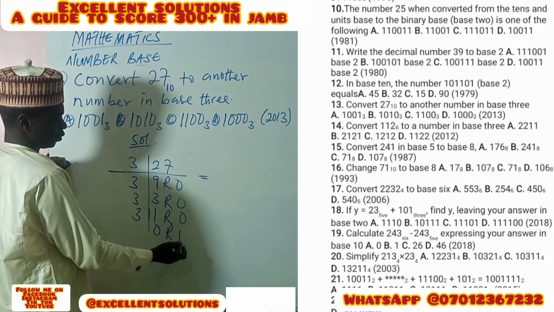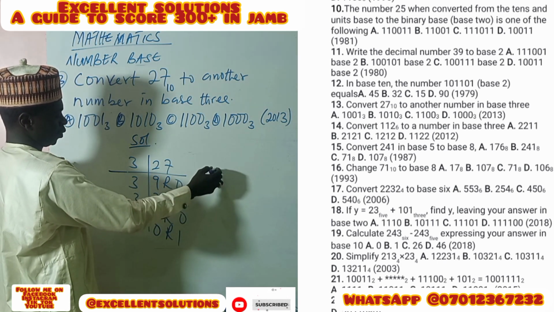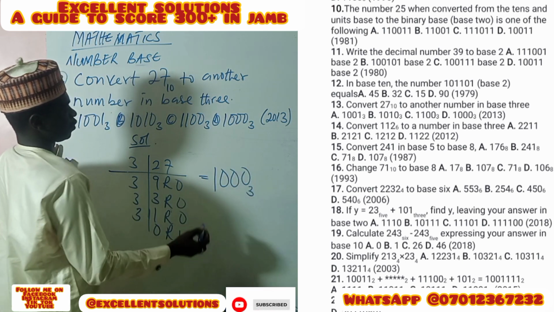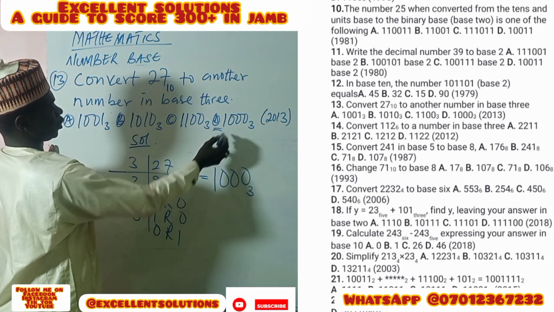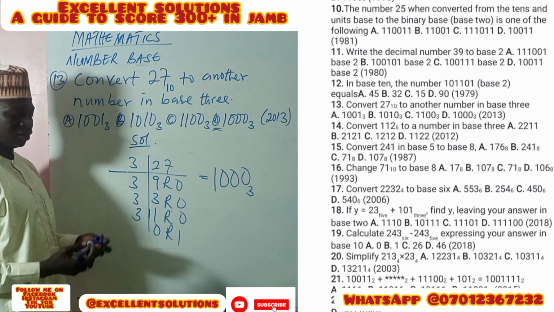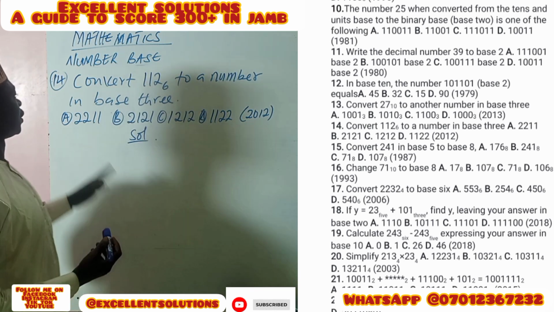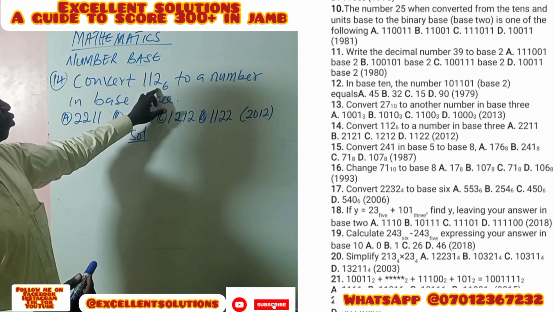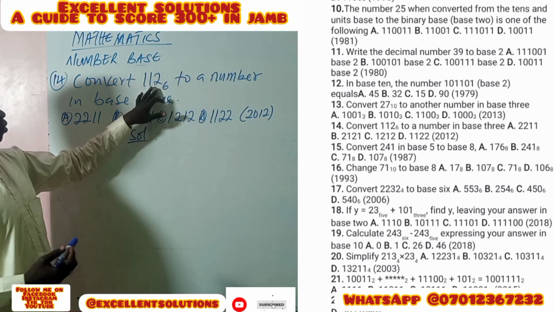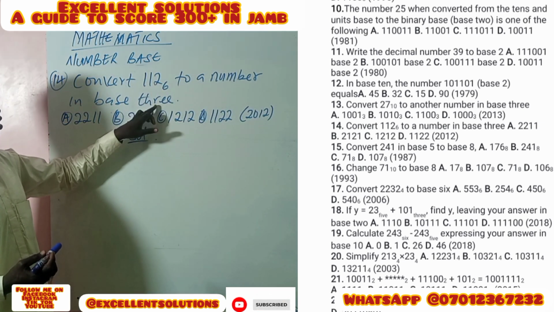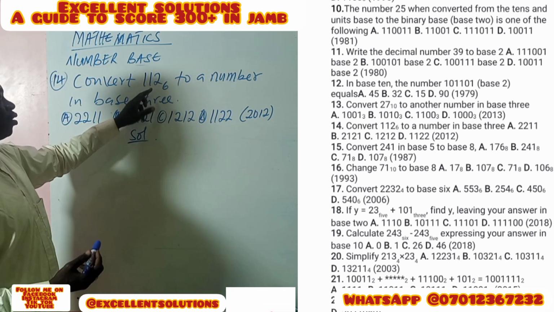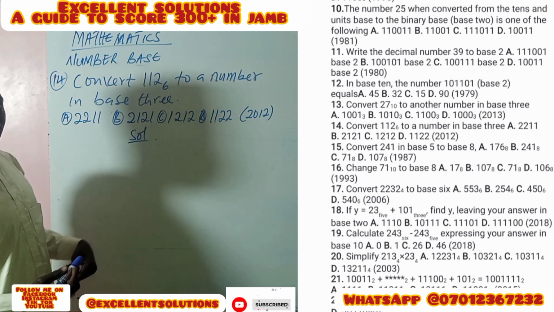So this gives us, we take it from down up, 1, 0, 0, 0, base 3. So if we look at our option D, we have 1, 0, 0, 0 base 3. The answer is D. Question 14 says convert 112 base 6 to a number in base 3. So since this is conversion from base 6 to base 3, we first need to convert this to base 10. Then we convert the answer in base 10 to base 3.